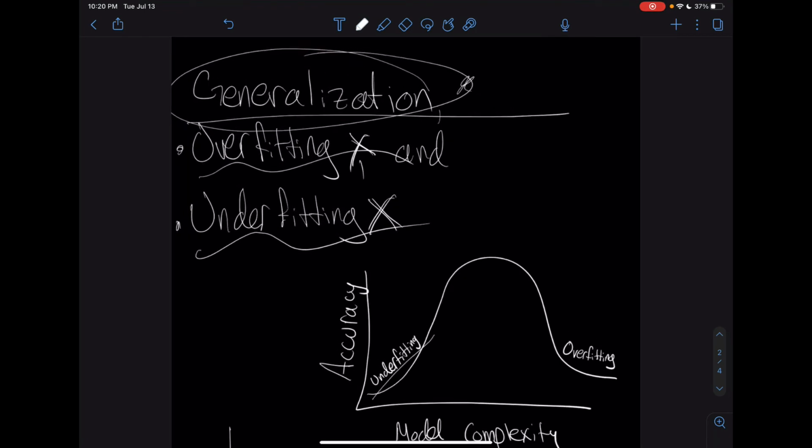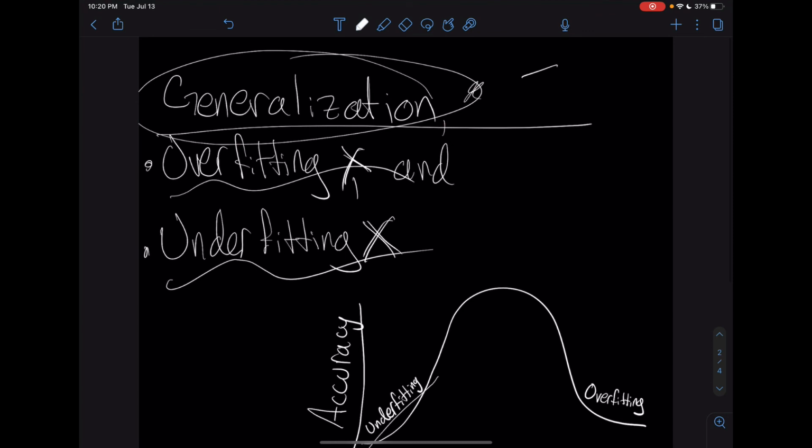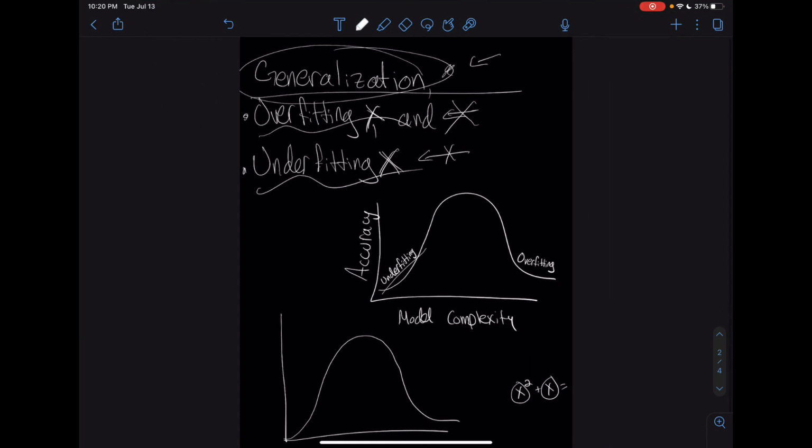Okay, so just remember, you want your models to be able to generalize to new information. You don't want them to overfit. You don't want them to underfit. There is a sweet spot, generally in the middle-ish area, where your model will perform best, meaning that its accuracy will be at its highest.